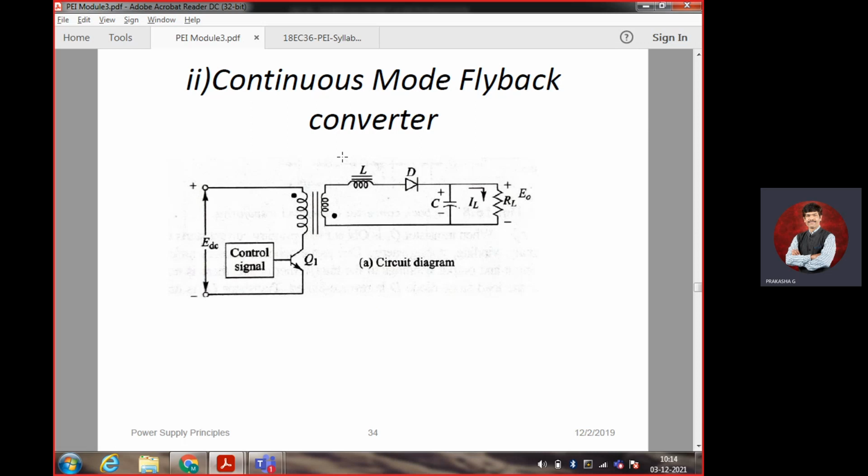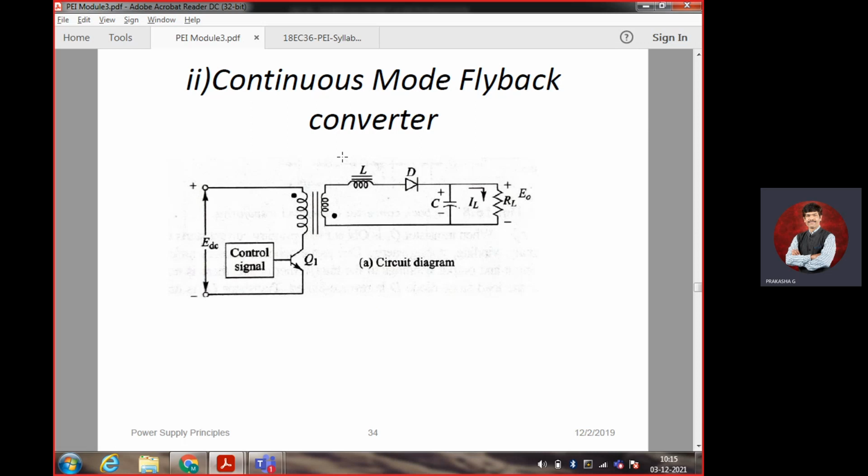The statement which is given is the major difference between discontinuous and continuous: the inductor at the secondary. Because the inductor is at the secondary, whatever energy is stored in the primary winding and whatever energy is stored in the secondary winding are going to be transferred to the load. Since it is working continuously, Q1 is also working continuously.